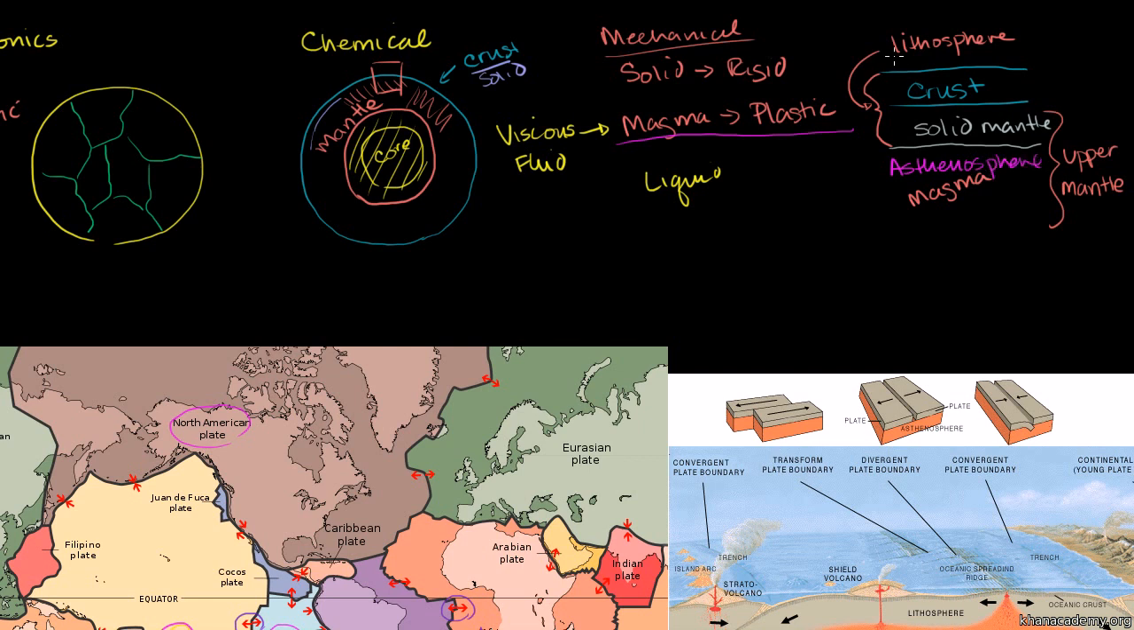Asthenosphere. So when we talk about the lithosphere and asthenosphere, we're really talking about mechanical layers. The outer layer, the solid layer, is the lithosphere. The more fluid layer right below that is the asthenosphere. When we talk about the crust, mantle, and core, we are talking about chemical properties. What are the things actually made up of?